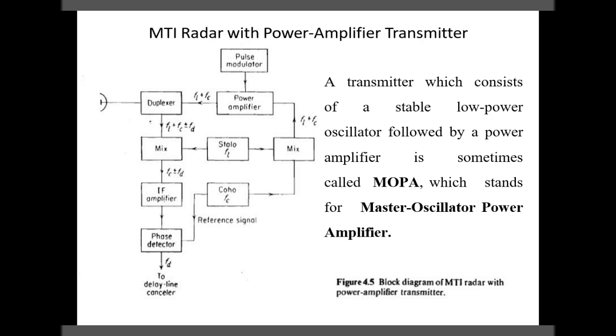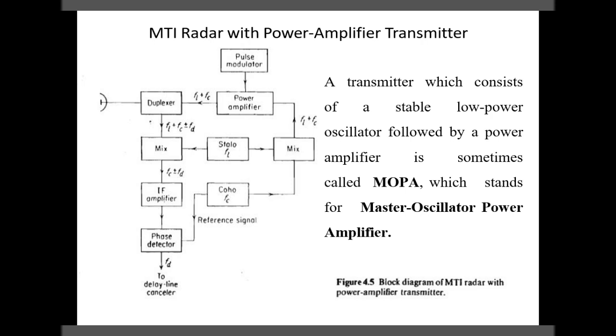So first of all, MTI radar with a power amplifier transmitter. When we're talking about the MTI radar with a power amplifier transmitter, you can see it consists of a power amplifier, then the pulse modulator. Now this power amplifier is getting the input signal from the two basic oscillators. One is called the STALO and the other the COHO. STALO generates the frequency FL, COHO generates the frequency FC. What is the significance of this STALO and COHO, and how they are working, we'll see later on.